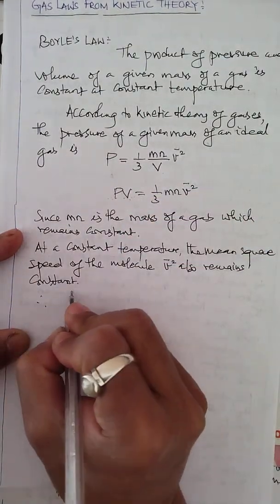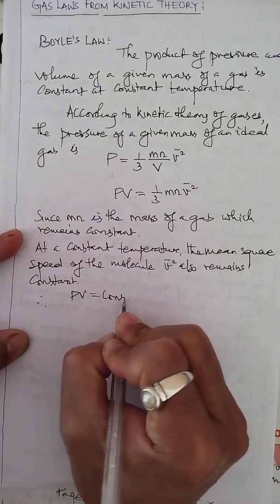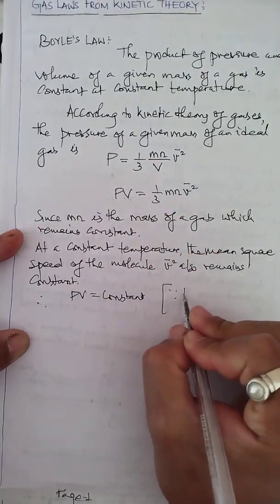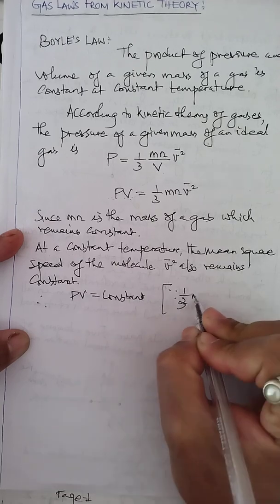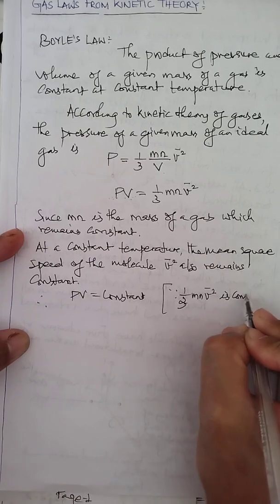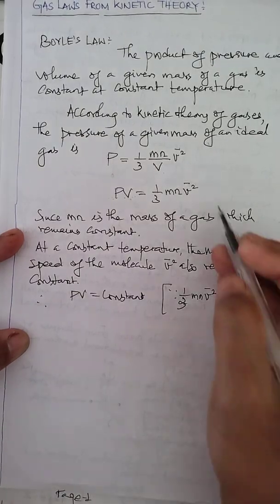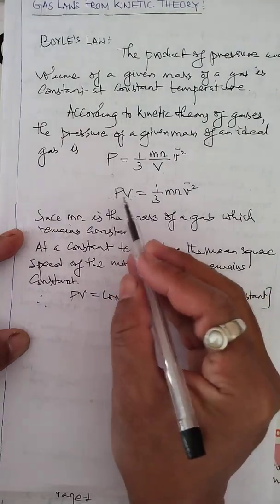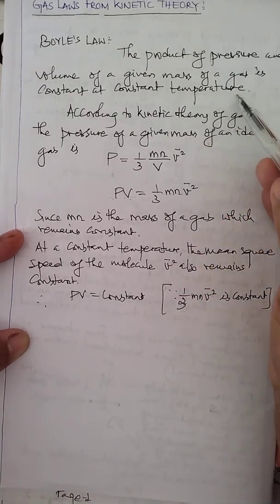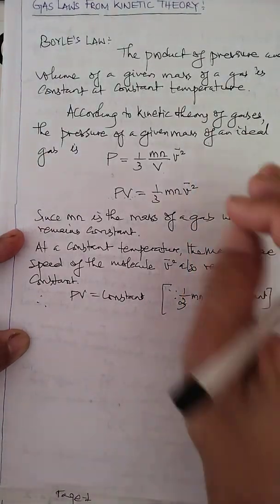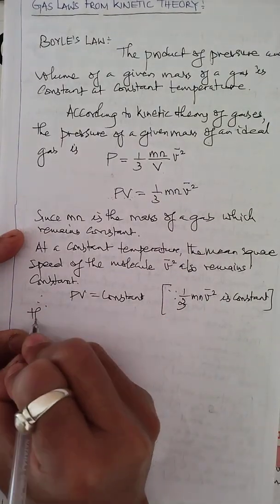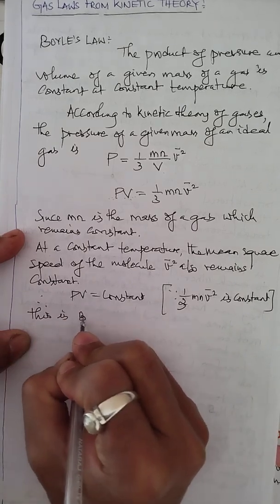That means, I write down, therefore PV remains constant. This left hand side product will remain constant. Why? Since 1 by 3 Mn with mean square velocity or speed remains constant, the whole right hand side quantity remains constant, which means the product on the left hand side also remains constant. And this PV is constant as per the statement of Boyle's law. So according to the kinetic theory of gas, Boyle's law can be verified. That means this is which law? Boyle's law.